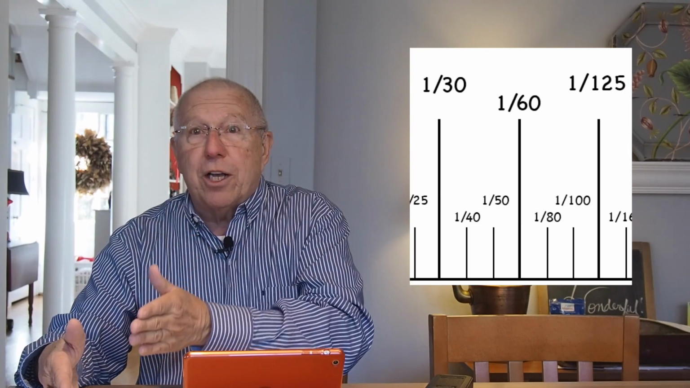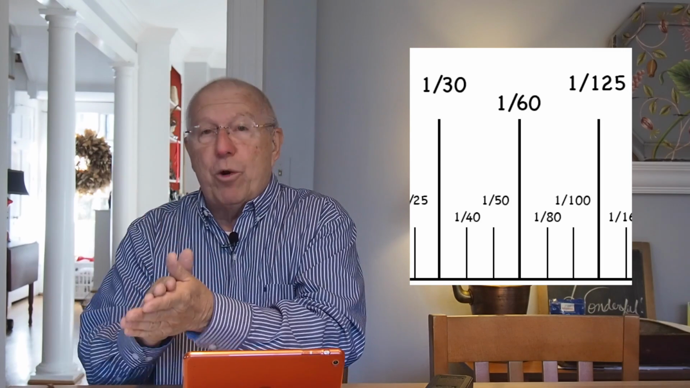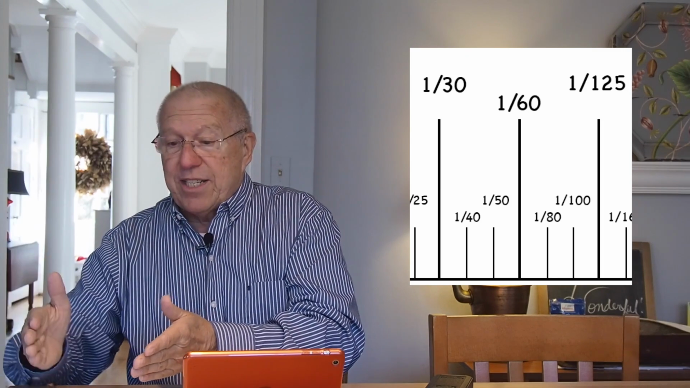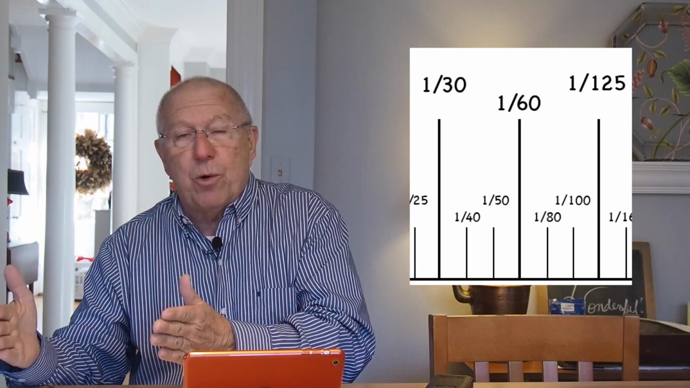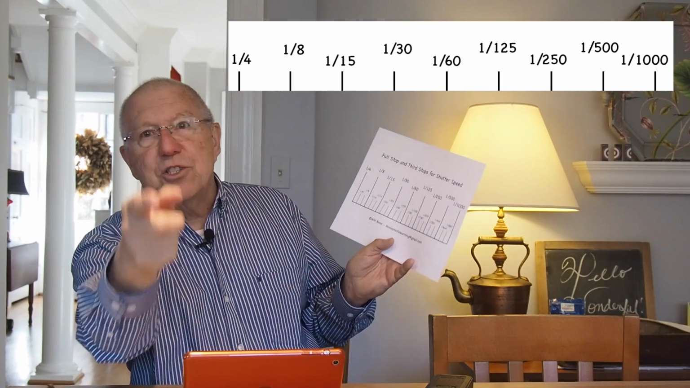But you could just as easily, let me look at my chart here, 1/30th, 1/3 stop faster is 1/40th of a second. So if I went from 1/40th to 1/50th to 1/60th to 1/80th, that's a full stop as well. But when I refer to full stop, I'm talking about going from 1/15th to 1/30th to 1/60th and so on up the chart.